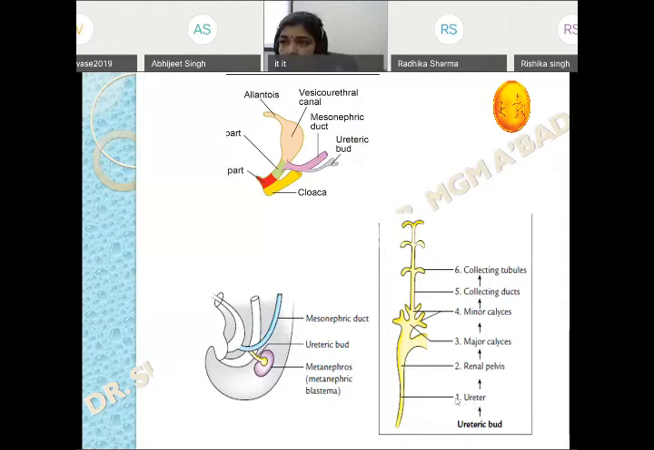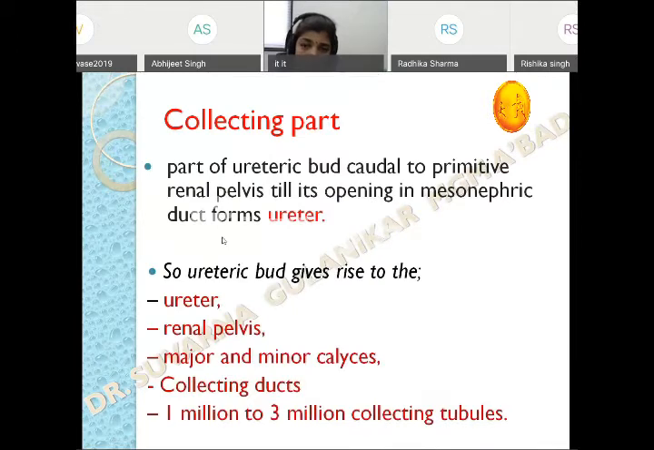So this ureter is developed from the caudal part of the renal pelvis till its opening into the mesonephric duct. Okay, so this is the ureter, which is derived from the caudal part of the renal pelvis till its opening into the mesonephric duct. So this is the ureter, which is the last part of the collecting part of the kidney. So the part of the ureteric bud caudal to the primitive renal pelvis, till its opening in the mesonephric duct, forms the ureter.